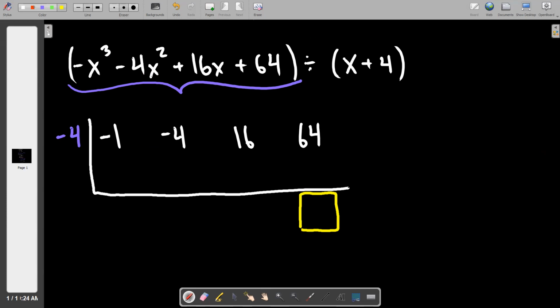All right, step one, drop the negative 1. Boom, shoot it down below, and now begins the two-step process. Times, add, times, add, over and over again. Multiply these, it's positive 4. Add these together, 0. Multiply these, 0. Add these, multiply these, I'll be darned.